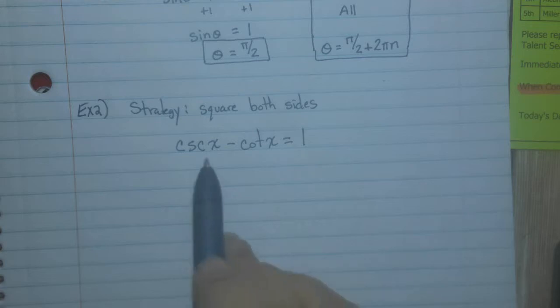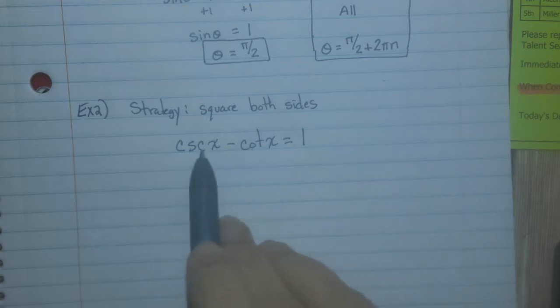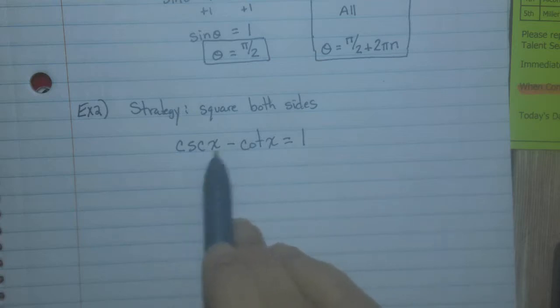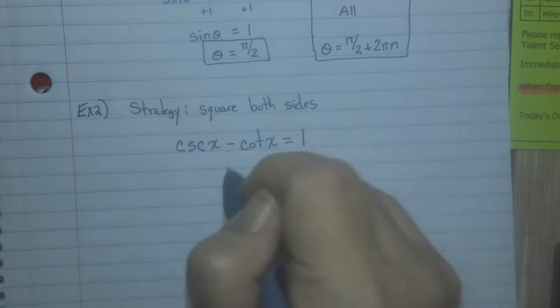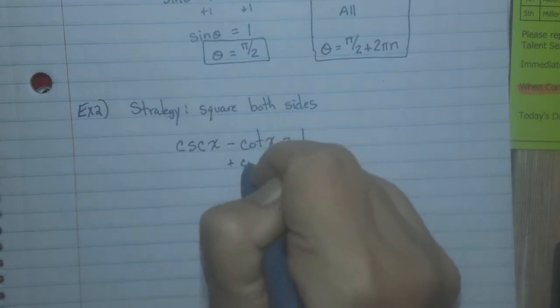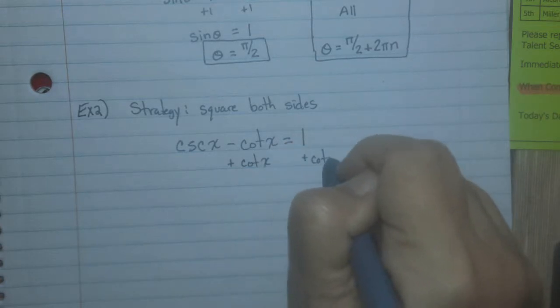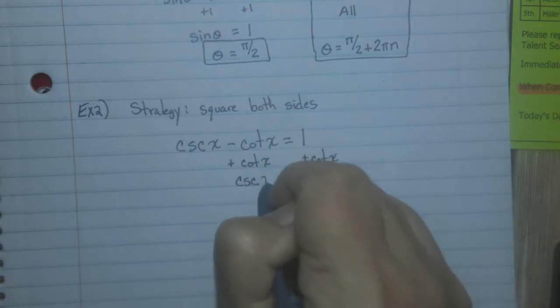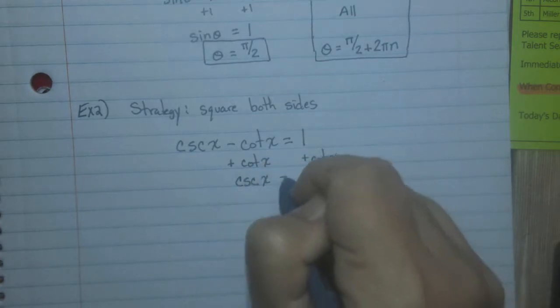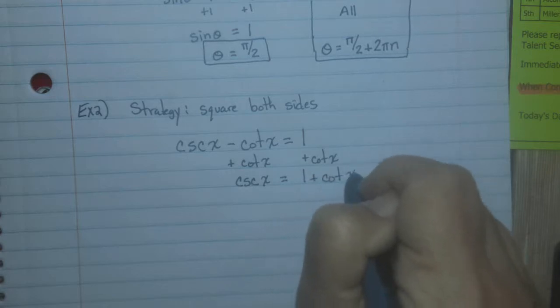So first of all, I have a cosecant, I have a cotangent, and right now they're both on the same side of the equals. So I want to isolate one. So I'm going to get the cosecant to be by itself. So I'm going to add a cotangent x to both sides. And here I'm going to get cosecant x equals 1 plus cotangent of x.